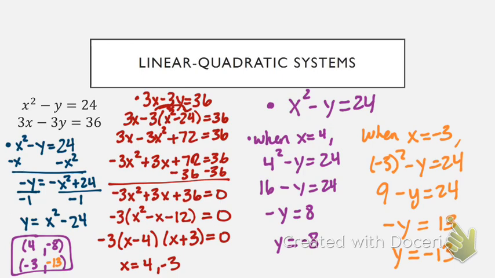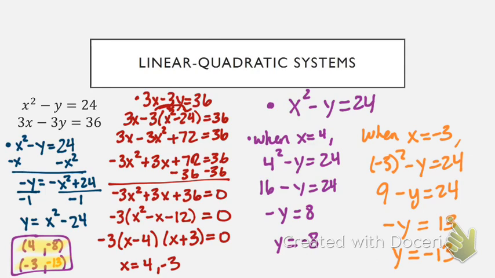So my answers are the ordered pair 4, negative 8 and the ordered pair negative 3, negative 13. So in a linear quadratic system, we are getting y by itself in the equation that has the x squared, which is what I did in dark blue. So we get y by itself.